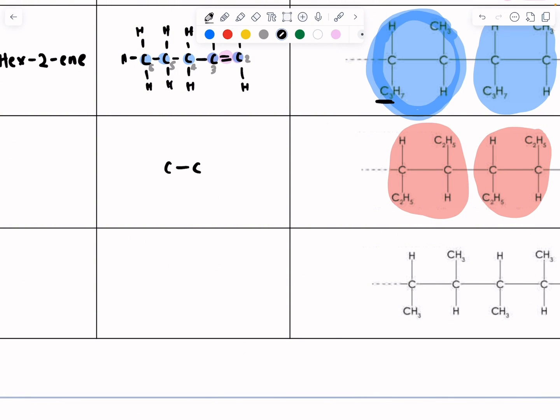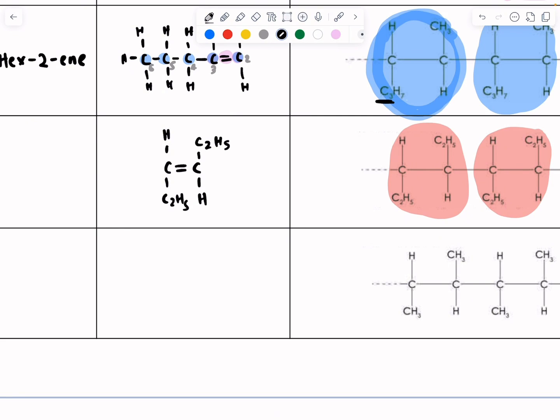We've got 2 carbons. We've got a C2H5 group, we've got a hydrogen, we've got another C2H5 group, and then we've got a hydrogen. And so what we need to do, I've jumped ahead a little bit, we've got these bonds here that we need to close in to form the double bond. So let's go ahead and do that.